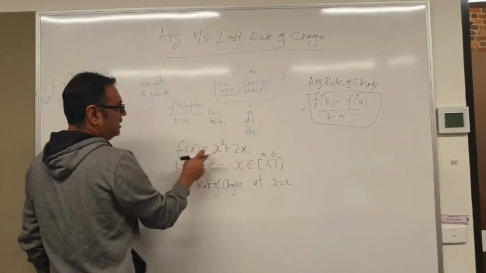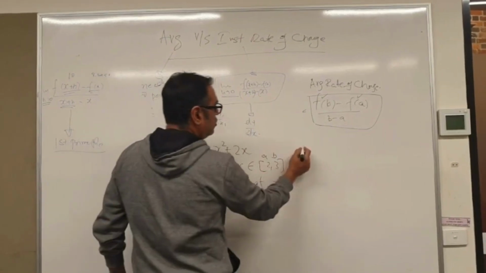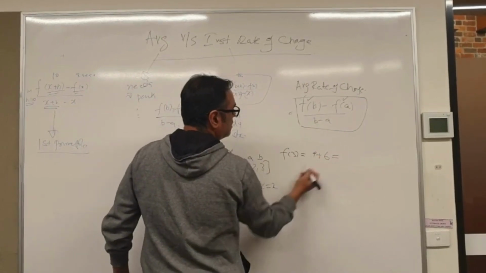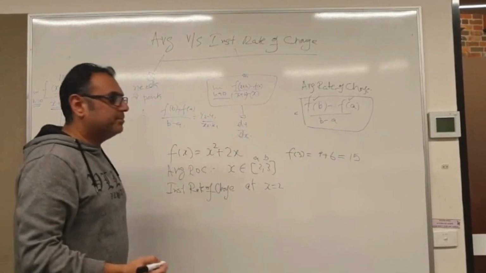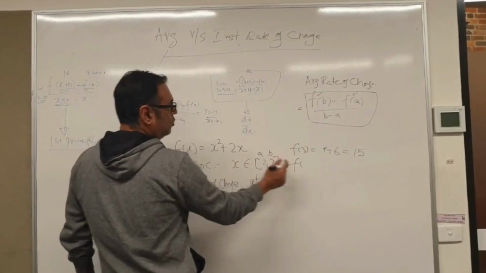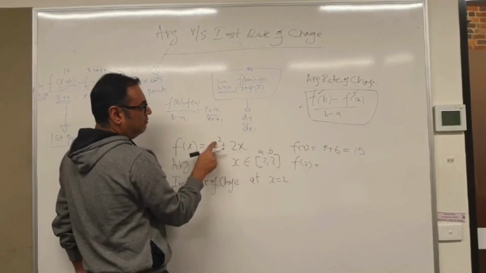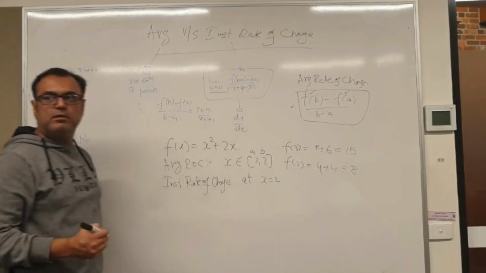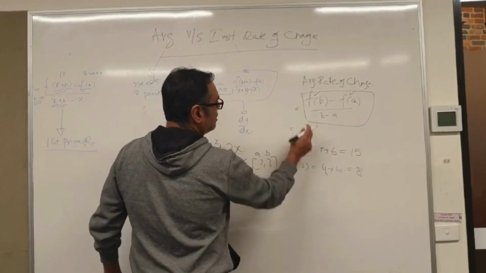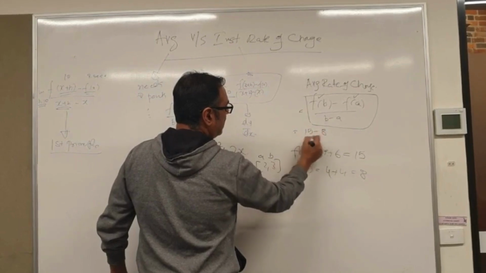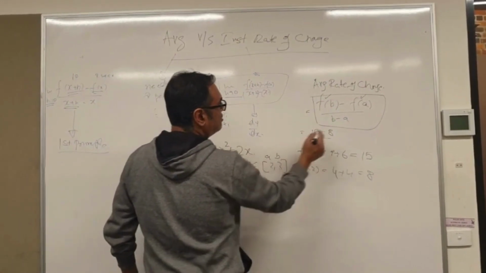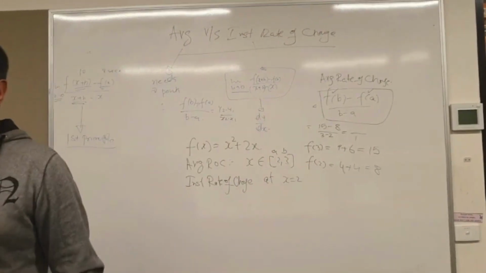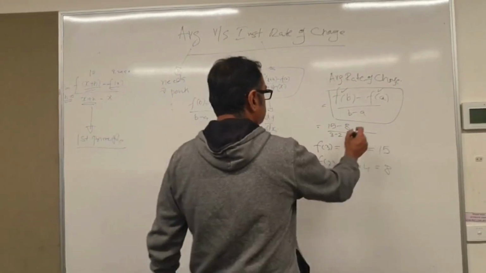Ryan, did you do f of b first and plugged 3 here? So your f of 3 is 3 squared is 9 plus 2 times 3 is 6, which is 15. And then what is f of 2? 4 plus 2 times 2 is 4, which is 8. And then you apply this formula, which is f of b, which is 15 minus 8 over b minus a, which is 3 minus 2. So what is that? 15 minus 8 is? Answer is 7.